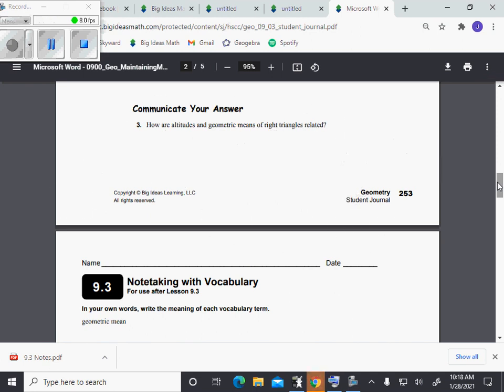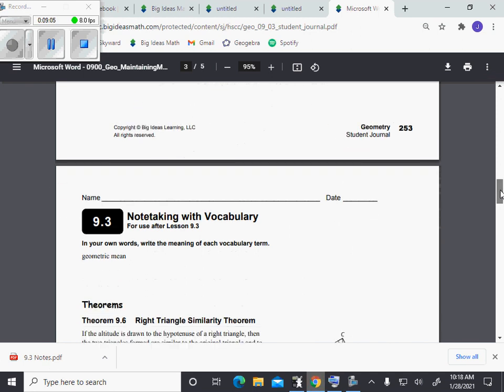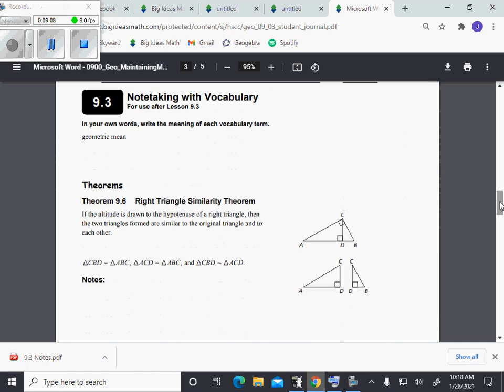That's how they're related. Down here we have the geometric mean. Okay, we've been talking about that. A over X will be equal to X over B. You can also say if we cross multiply, we get X squared is equal to AB, or X is equal to the square root of AB. Okay, keep that in mind as we move forward here.